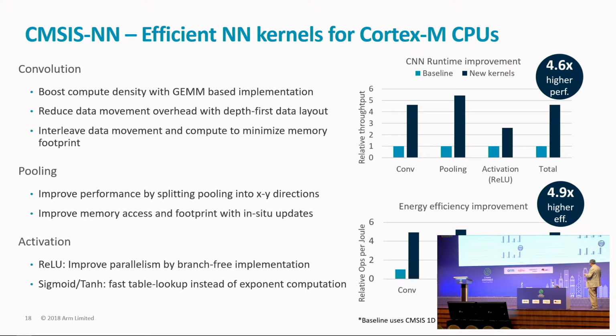Here's a look at the kind of performance improvement you can get if you use CMSIS-NN. Using these operations that are part of CMSIS-NN, you can improve the performance by nearly 5 times, sorry, not 5%, 5 times, and you can also improve the energy efficiency by nearly 5 times as well. And that in an MCU space is really very interesting.